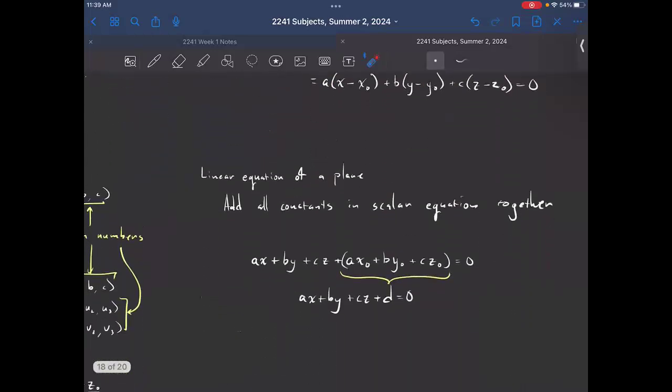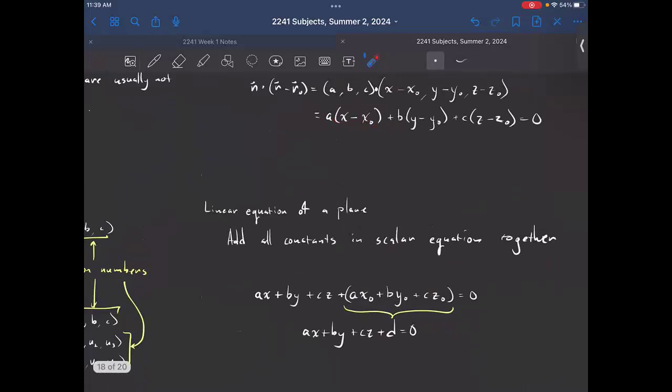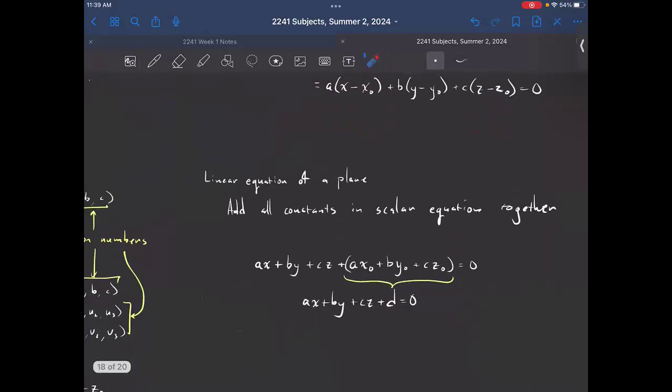Next up is the linear equation. It doesn't really need a different name, but this is basically: take this equation, multiply A, B, and C in, and then bring all of the constants to one part of the equation and the variables to the other. So now you have something that looks a little bit cleaner.